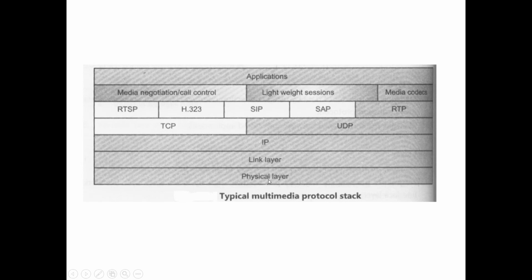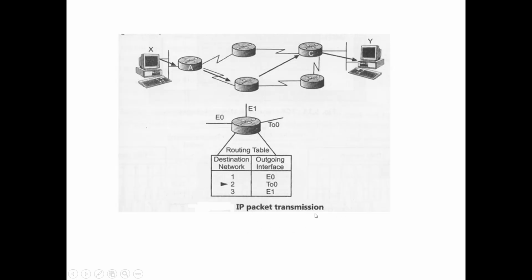Okay, so physical layer, link layer, internet protocol layer, then you are having these two protocols, transmission control protocol and user datagram protocol. So this is a typical multimedia protocol stack. Okay, so 1 2 3 4 5 6 7 layers are there, and these are the protocols governing it. So IP packet transmission, how that particular packet transmission takes place. Now every packet will have a destination network, outgoing interface. अगर आपको destination 1 पे जाना है तो आपका outgoing interface होगा E0, अगर आपको 2 पे जाना है तो आपका होगा E1 ये पे.